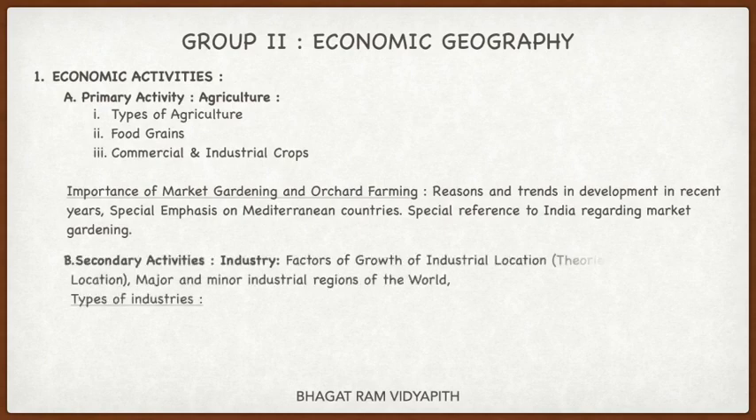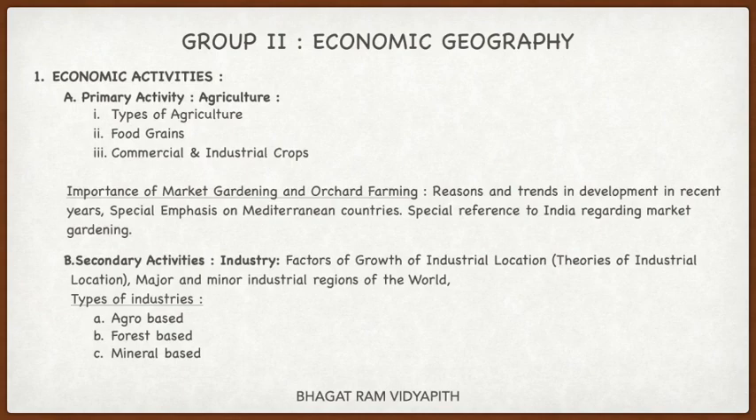Primary activity is followed by secondary activity, of which the first type is industry. Industry talks about growth of industrial location, the theories of industrial location, major and minor industrial regions of the world. Types of industries will include agro-based industries, forest-based industries, mineral-based industries, and automobiles and engineering industries, specifically the industries in India and the United States of America.